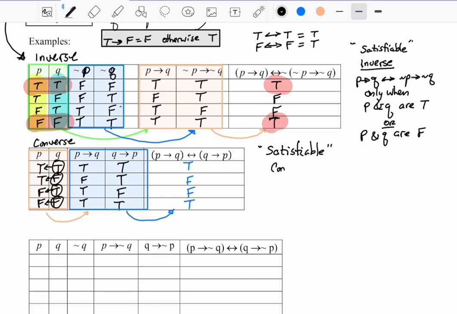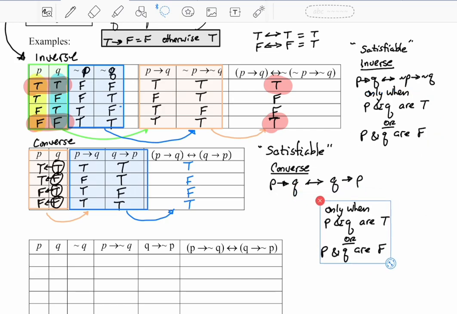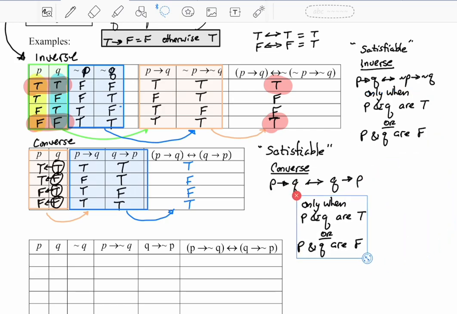For the converse, which is P then Q, looking for instances in which it would be equivalent to Q then P, parentheses or no parentheses, it's up to you. Only when, so I'm actually going to write the same stuff here. So only when the P and Q values are both true or the P and Q values are both false. All right, so I'll just chuck that right there, I guess.